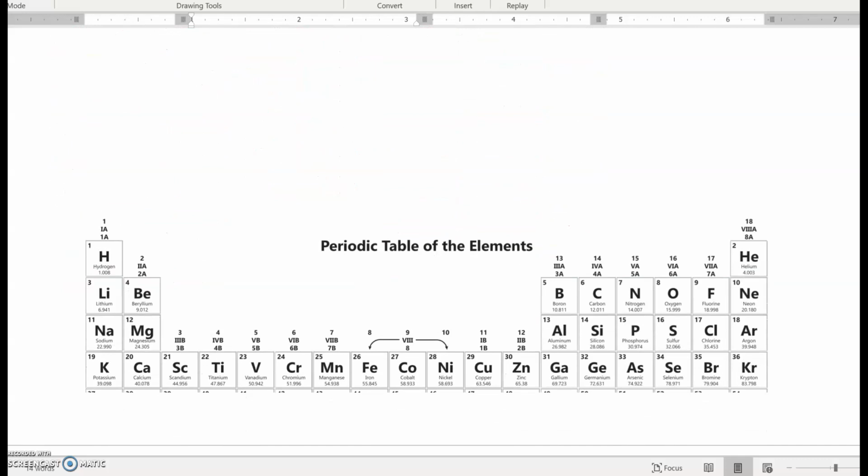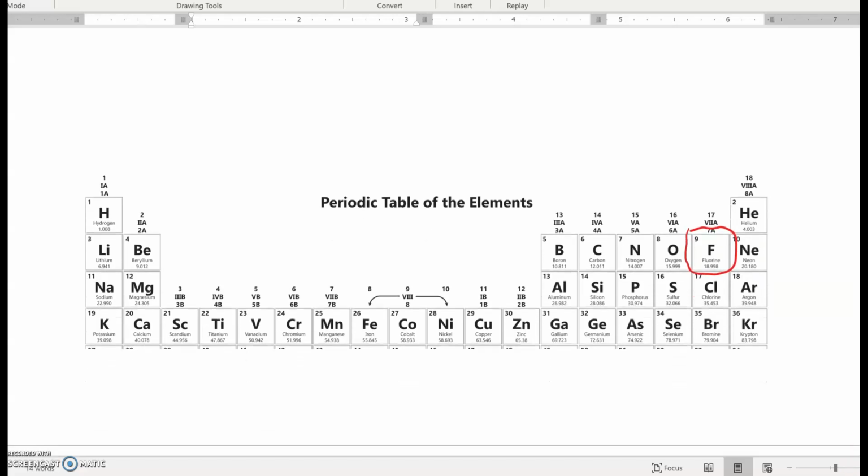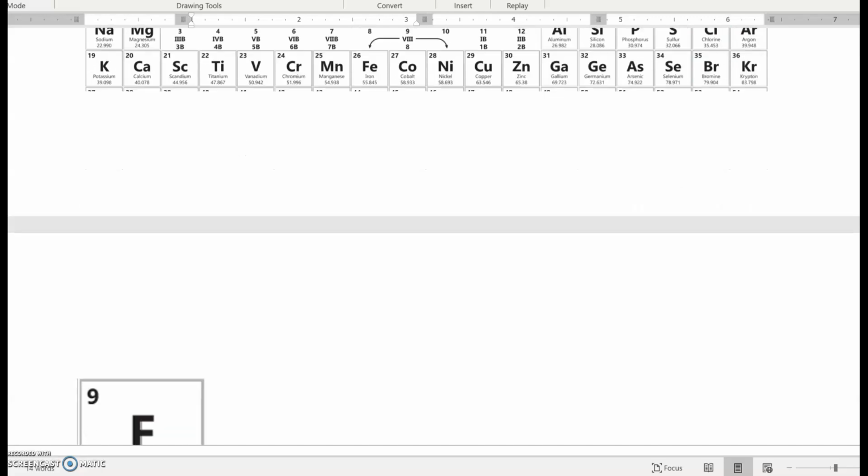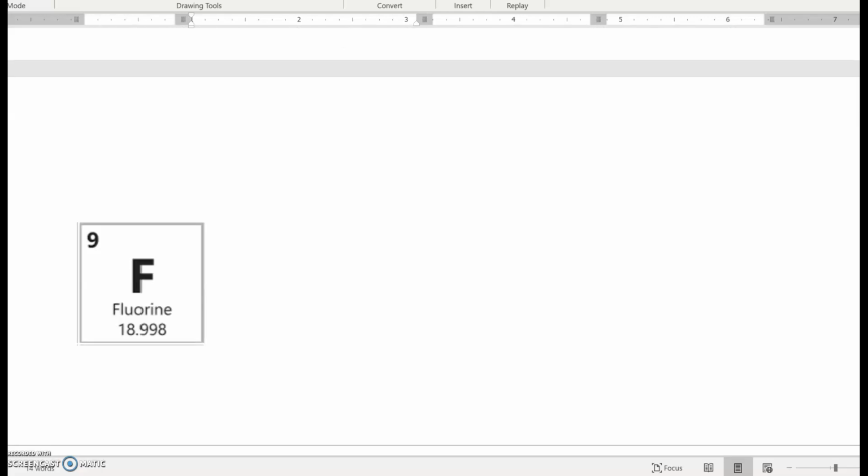Okay, now on the periodic table, let's look at another atom. Let's look at fluorine. Okay, here's an expanded view. So from this, we see that the atomic number is 9. That means there are 9 protons.